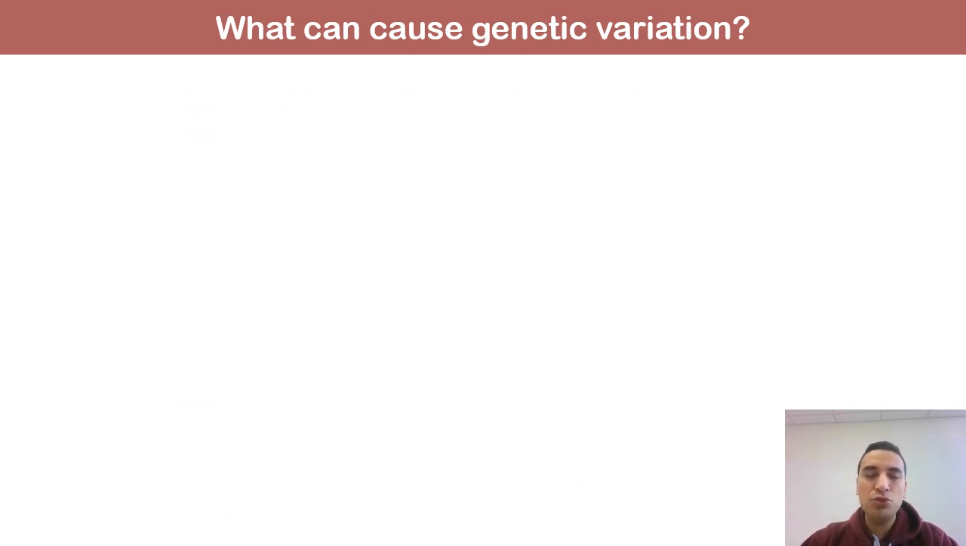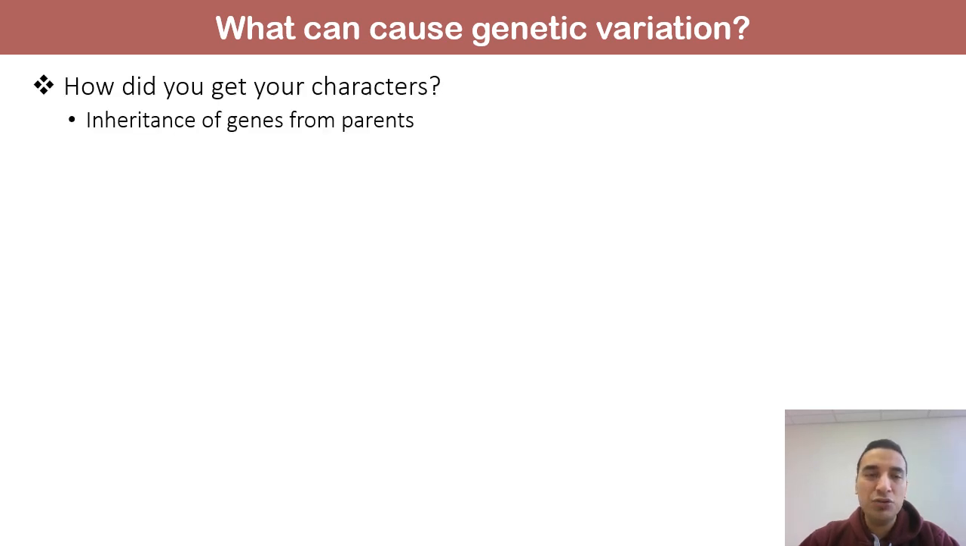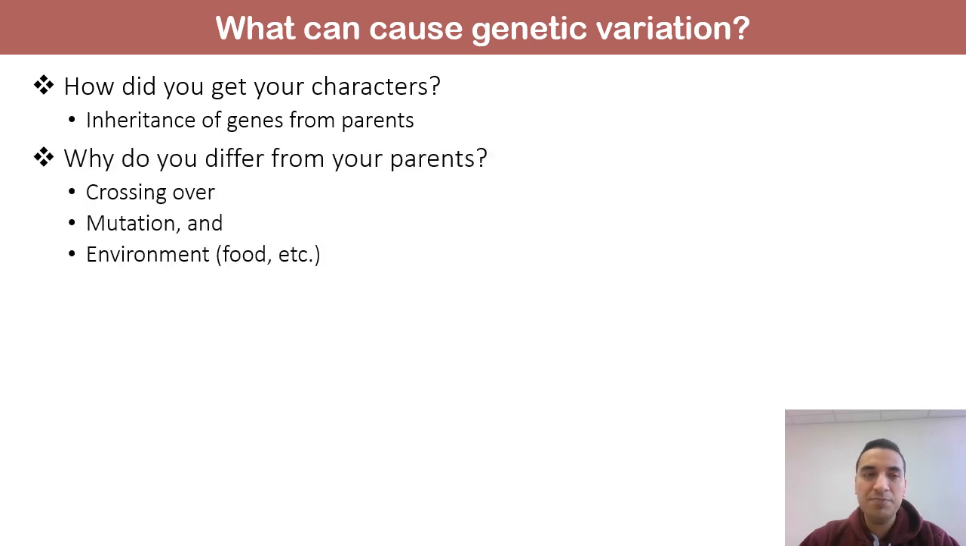Why do you have tall people, short people, people with brown eyes, people with blue eyes, people that are bald, people that are not bald, people with curly hair, people that are predisposed to get skinny or fat, people that have genetic disorders and diseases and such. Why do we have genetic variation? What causes that? How did you get your characters? Well, it is from inheritance of genes from your parents.